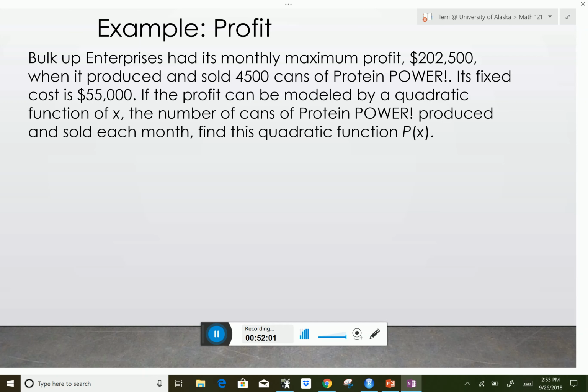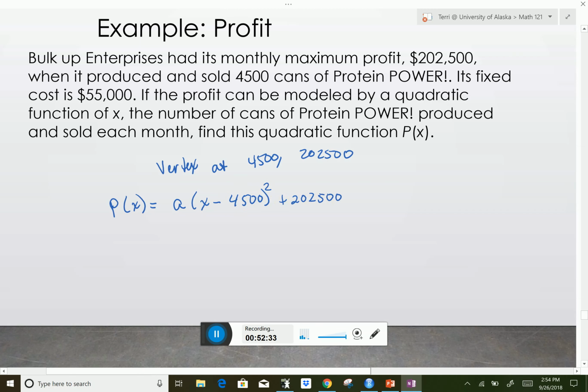Okay, so we know something, right? We know that there's a vertex at 4,500, 202,500. So we know that we have profit function is equal to some a, we don't know what a is yet, times x minus 4,500 squared plus 202,500. We just don't know a. That's where we use fixed costs.